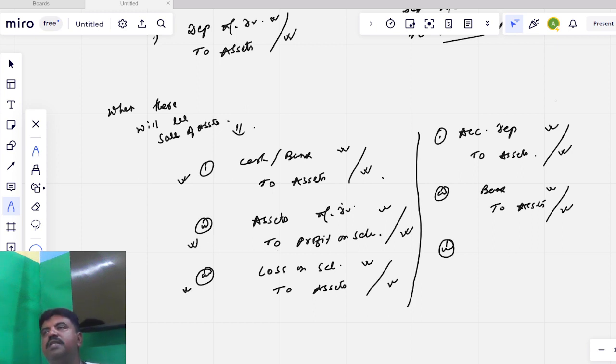The only difference between the simple method and the accumulated method is that under the simple method every year the amount of depreciation is subtracted from the assets value.